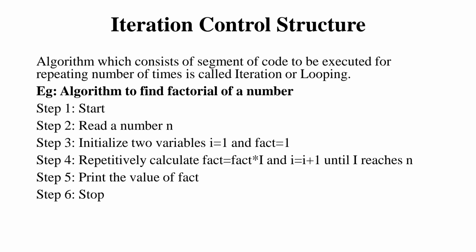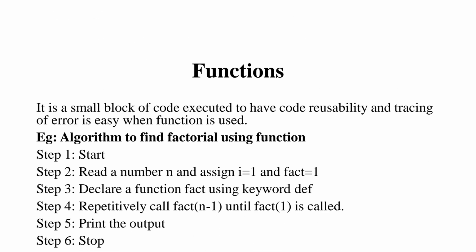When this condition fails, it will move to step 5 and print the value of fact. Now it is time to stop our algorithm. Once the I value reaches n, the fact variable is calculated. Suppose we take the n value as 4, the fact is calculated with the help of 1 into 2 into 3 into 4. Every time the I value will get incremented by 1. So the iteration algorithm will involve the initialization of the looping variable, then condition checking, and then the updating of the looping variable. The next is the function.